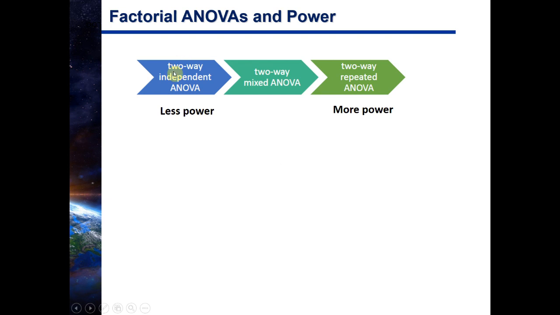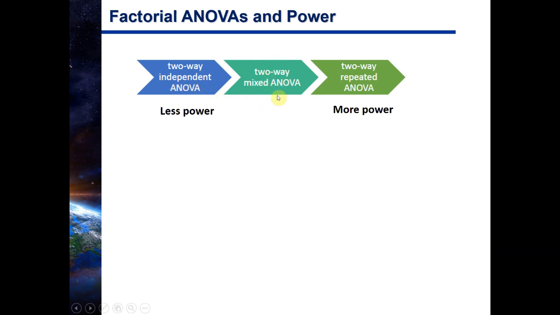The one with the least power would be this two-way independent, because both factors are between subjects, which means you don't get to remove individual differences from your error term. The error term in a two-way independent is going to be the highest. So if this analysis has the highest error terms, it's going to give you the lowest F values. So you're going to have the least amount of power here.